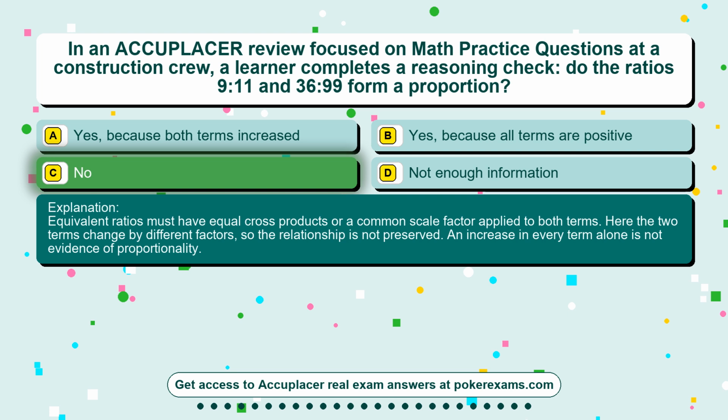Equivalent ratios must have equal cross products or a common scale factor applied to both terms. Here the two terms change by different factors, so the relationship is not preserved. An increase in every term alone is not evidence of proportionality.